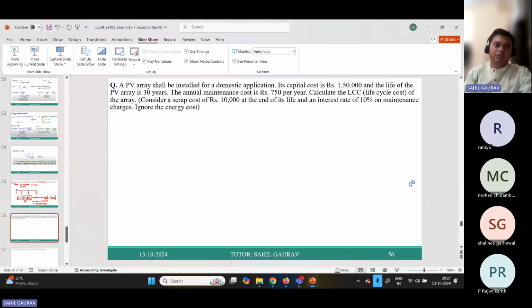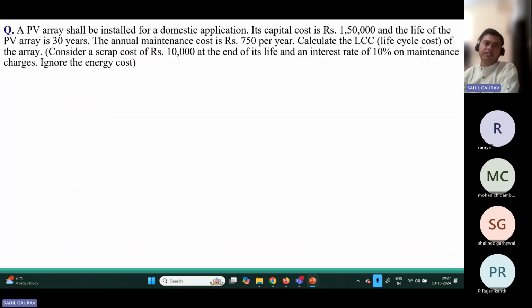Now let us see the next problem. A PV array shall be installed for a domestic installation. Let us write down the things they have provided. Its capital cost is rupees 1,50,000 and the life of the PV array is 30 years.